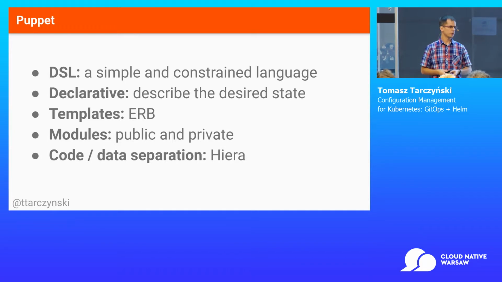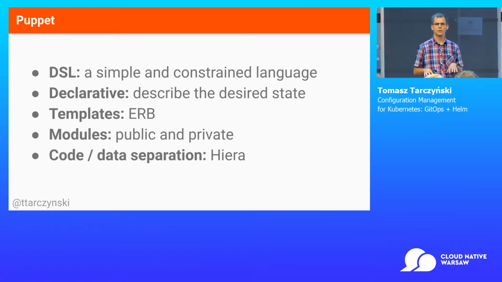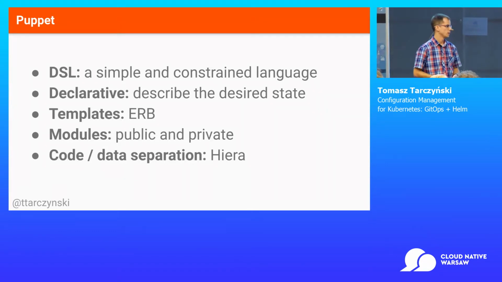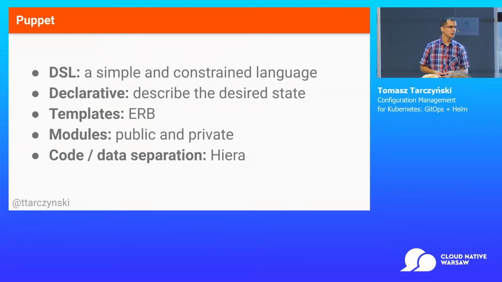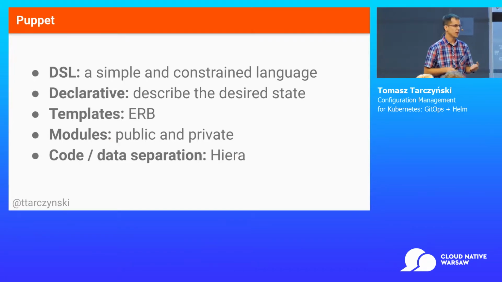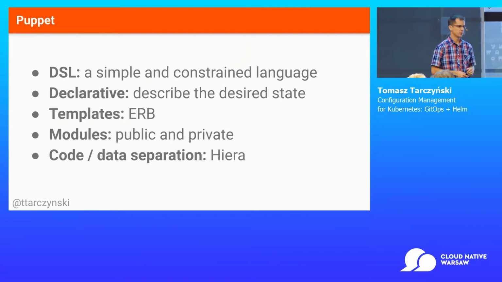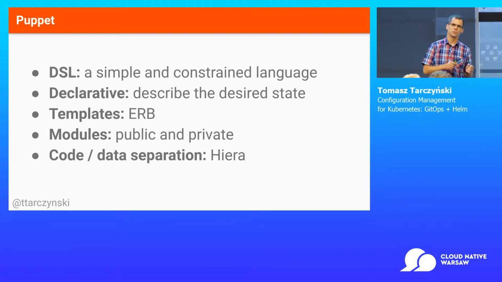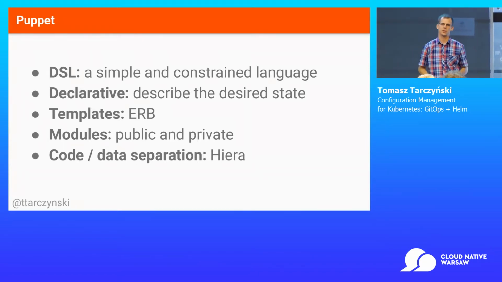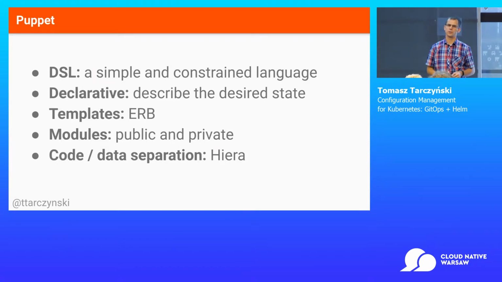Personally, I've worked quite a lot with Puppet, and the constructs I really liked about it were things like the domain-specific language, DSL, a very constrained language just to describe configuration. Another feature is that it is declarative, so you only describe the desired state, not the steps needed for the system to go into this state.